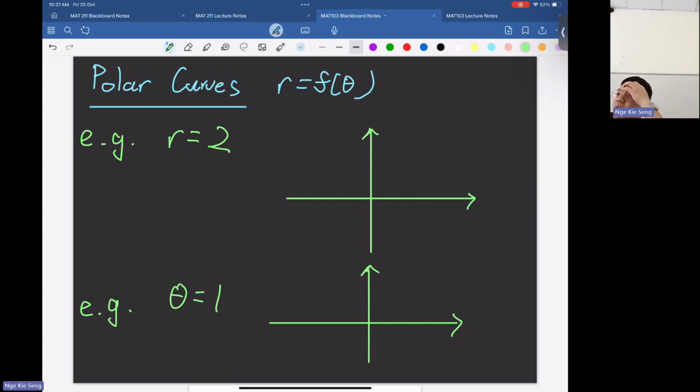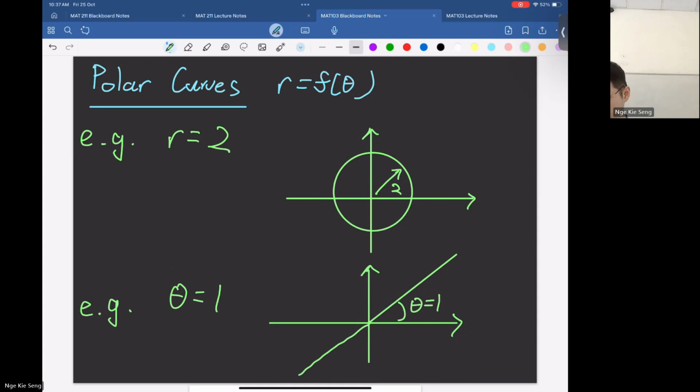Okay, any idea? What points satisfy radius equals 2? Circle. What kind of circle? r equals 2, centered at the origin. So a circle centered at the origin with radius 2. Theta equals 1: all the points that make an angle of 1 radian with the positive x-axis. So what can you see here?